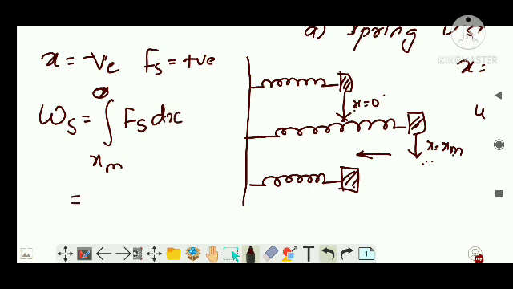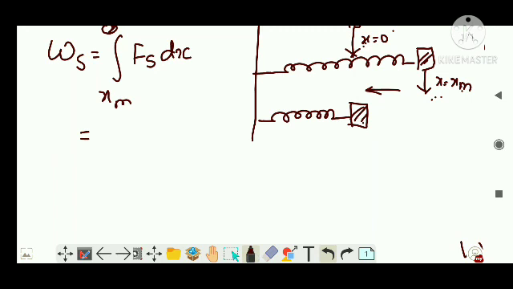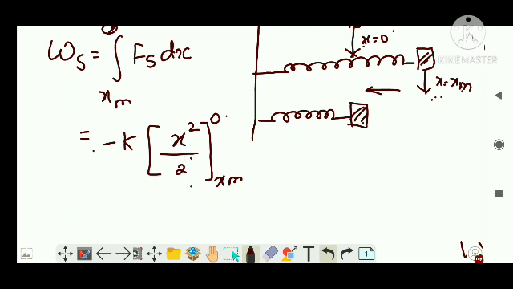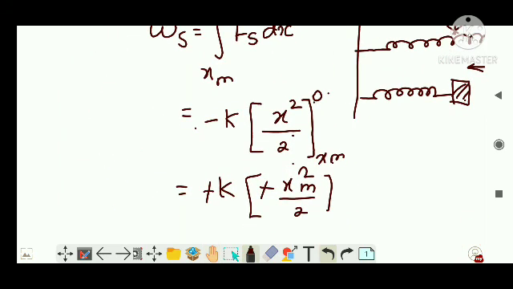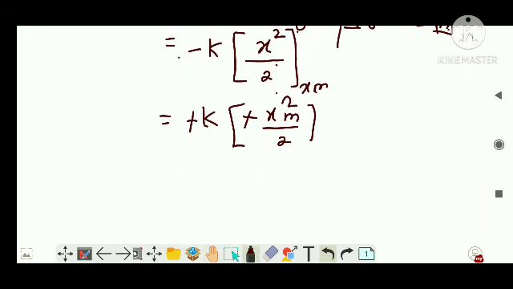Now the calculation is the same, from xm to 0. I need not do the integration again, I will just put the values here. Putting minus k outside, you get minus k times x squared by 2, upper limit minus lower limit: the upper limit becomes 0, minus xm squared. So minus k times minus xm squared by 2, the upper limit value minus the lower limit value. The minus minus goes off, so it becomes plus. So while you are compressing the spring, you get the value plus k xm squared by 2.